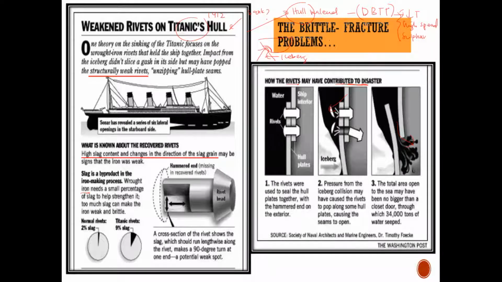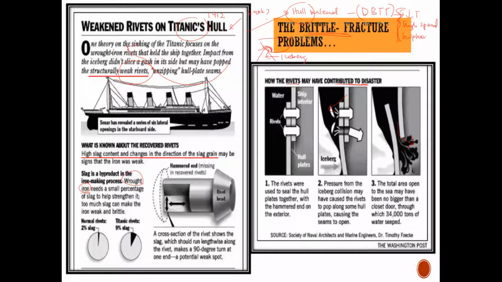Alright, but because of these factors, the very low temperature, high speed, and sulfur, the hull experienced a brittle fracture without any plastic deformation. And in fact, the wrought iron also failed, which refers to this theory, which is the weakness of the rivet. The rivet is made from the wrought iron metal.